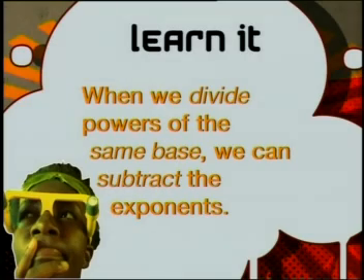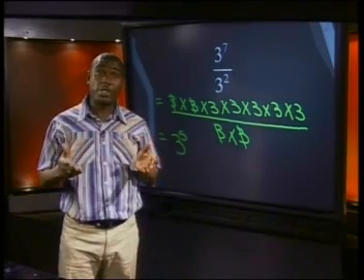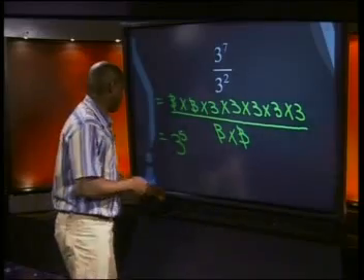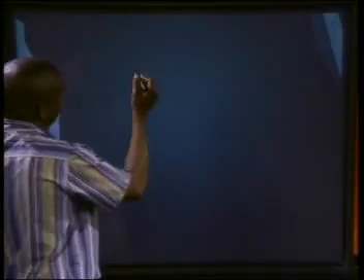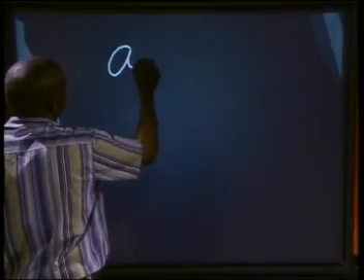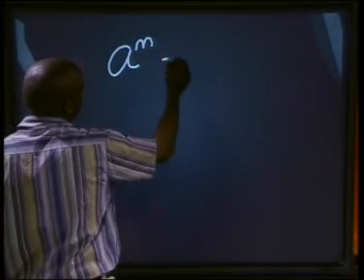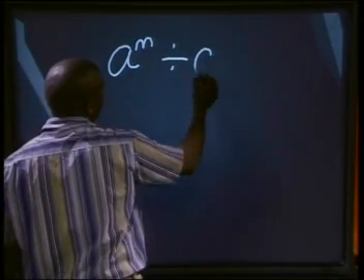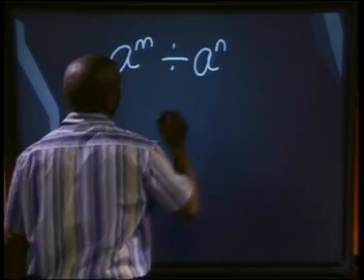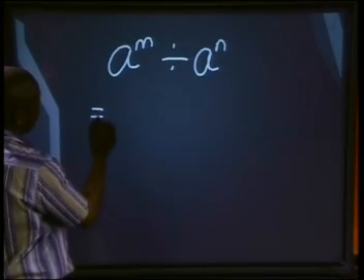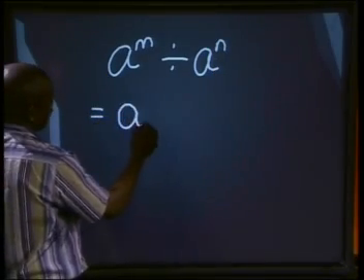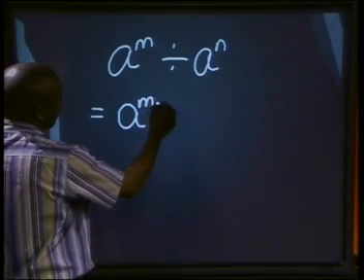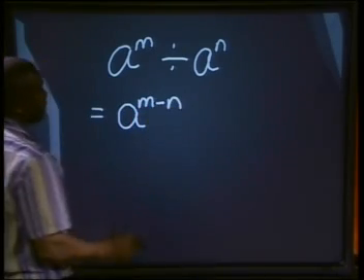We now know the law of division of powers. When we divide powers of the same base, we can subtract the exponents. Let's write this rule as a general statement in letter symbols. A to the power m divided by a to the power n is equal to a to the power m minus n.